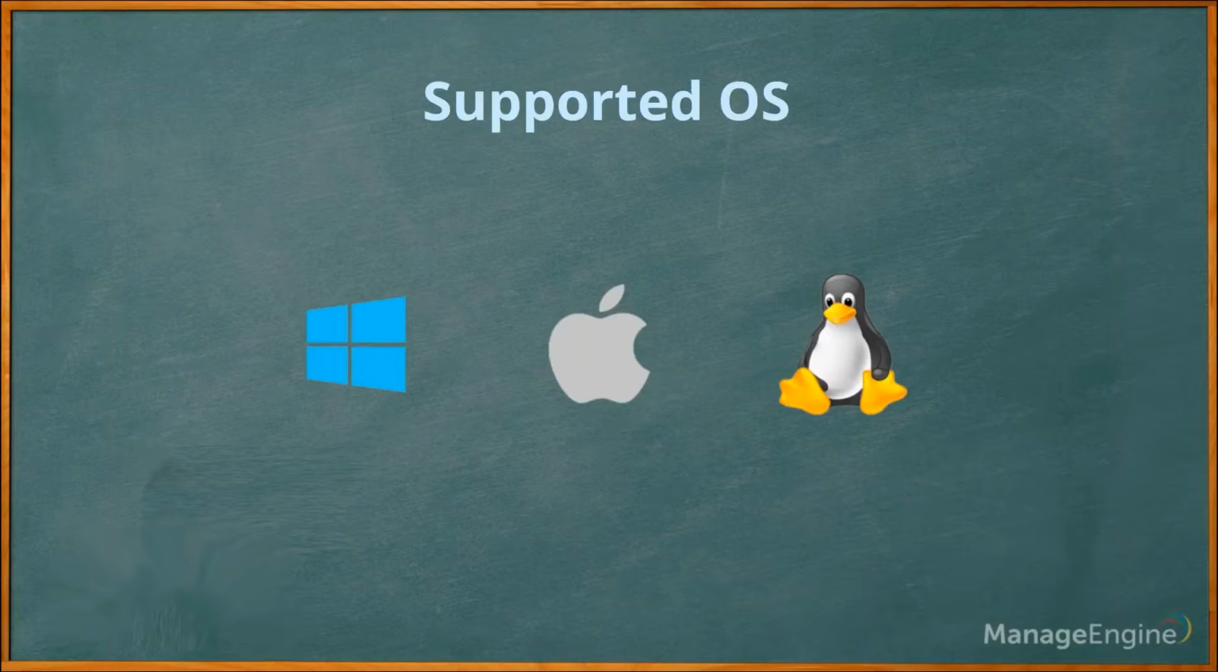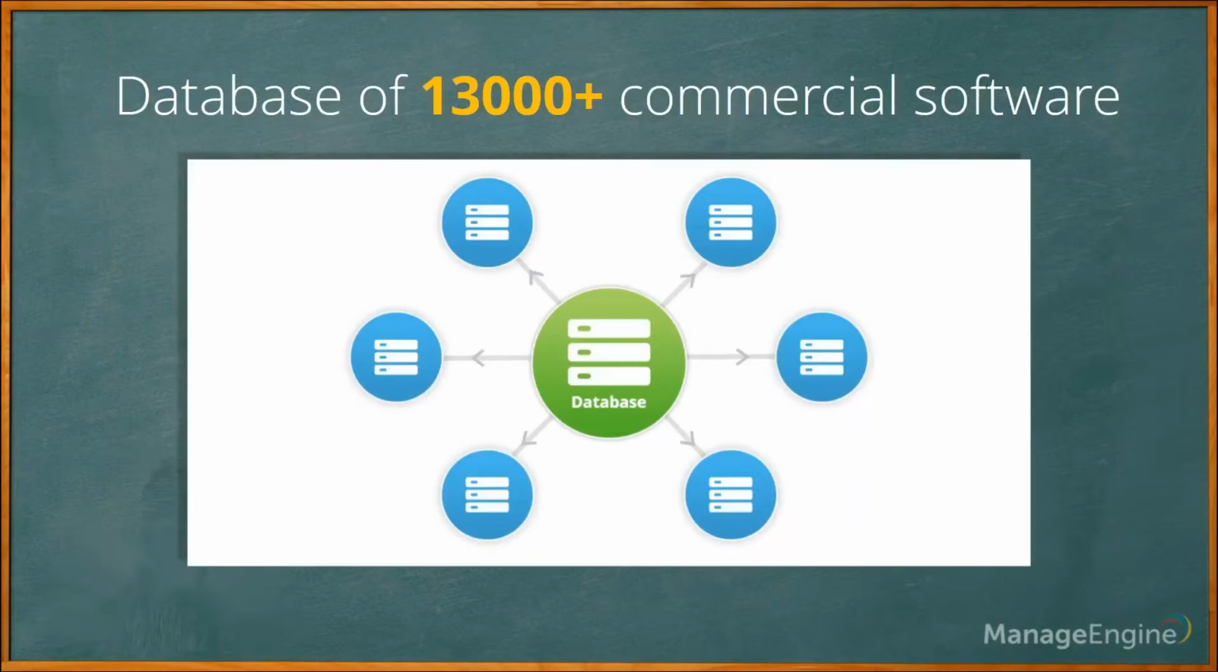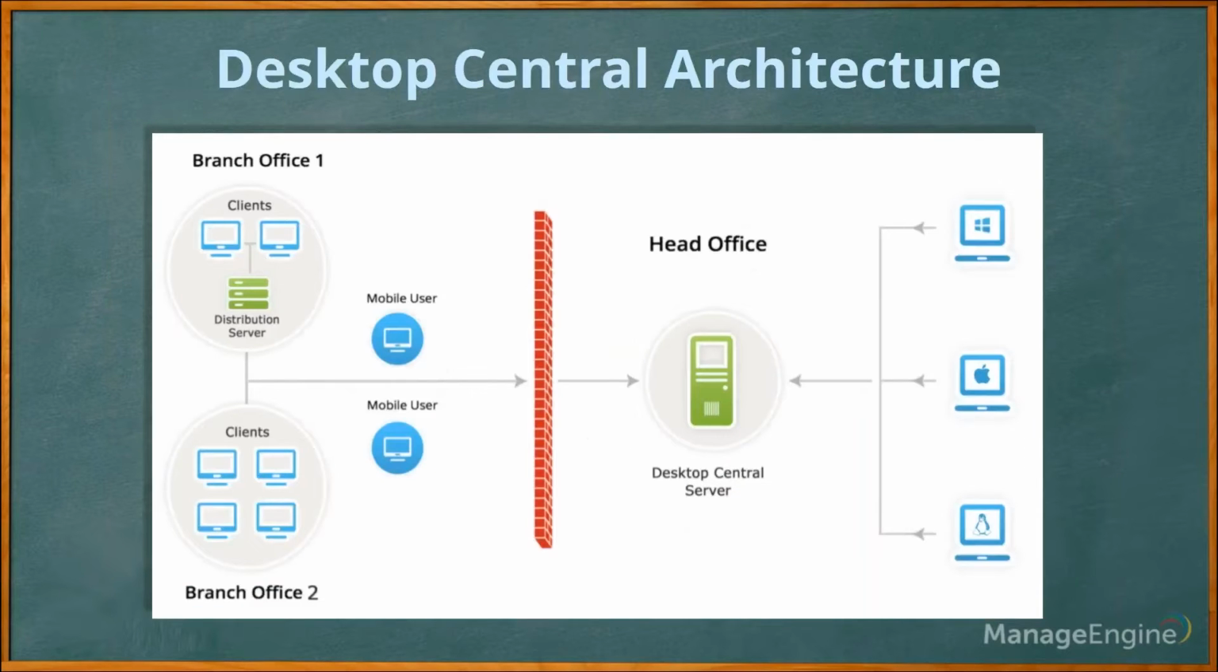So coming to Desktop Central, it supports Windows, Mac, and Linux operating systems. And we have 13,000 plus commercial applications which have been contributed by the customers, which we have inside Desktop Central. So automatically it would be identified as a commercial application once you install it. So that has been facilitated.